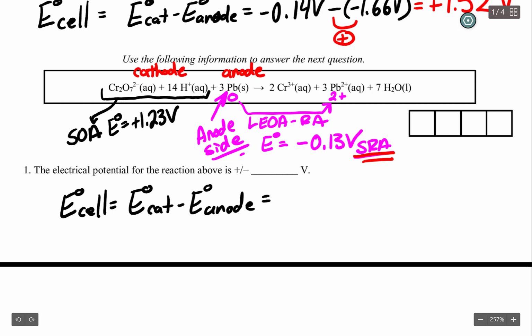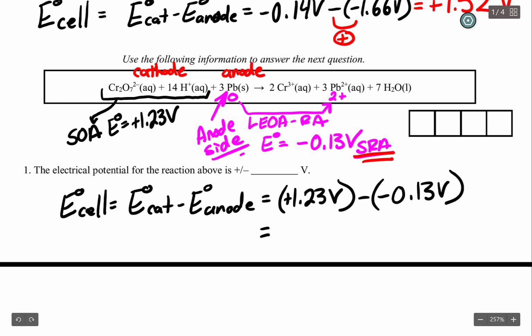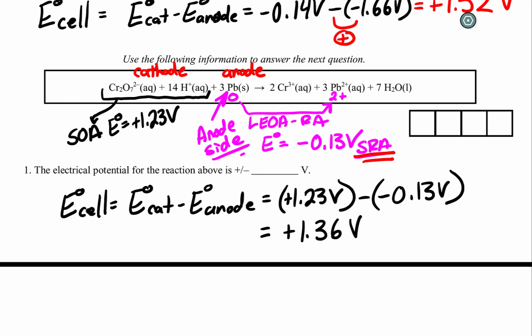And so I've got a positive 1.23 minus a negative 0.13 volts. If you do that calculation, you get a positive 1.36 volts. Again, the positive means that it's spontaneous. The positive means it's voltaic. The positive means that we have chemical potential energy turning into electrical energy. Placing that into our numeric response box, it's simply 1.36.